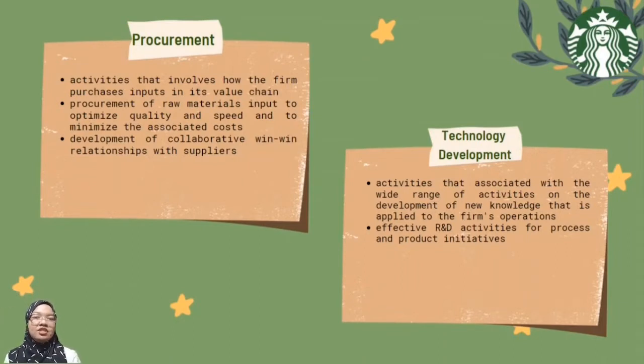Lastly is the technology development. It is often associated with the development of new knowledge that is applied to the firm's operation. Every value activity embodies technology, be it know-how, procedure, or in the process equipment. There is a broad range of technologies used in companies in an effort to improve the product and process. For example, McDonald's, known for the world's largest fast food restaurant chain, invested in touchscreen self-service kiosks to facilitate ordering and increase operational efficiency.